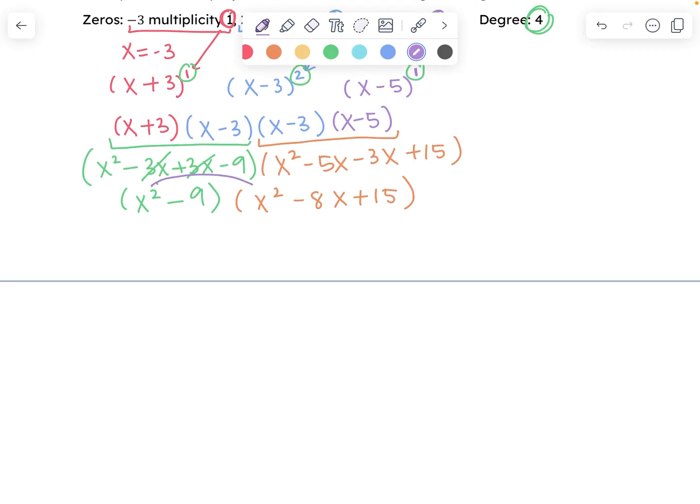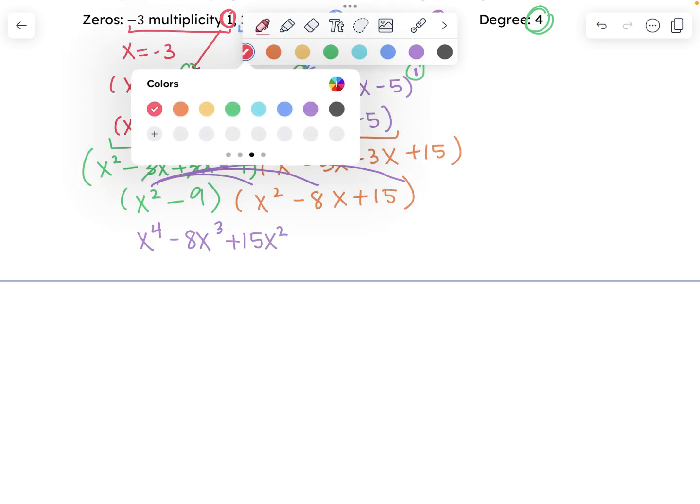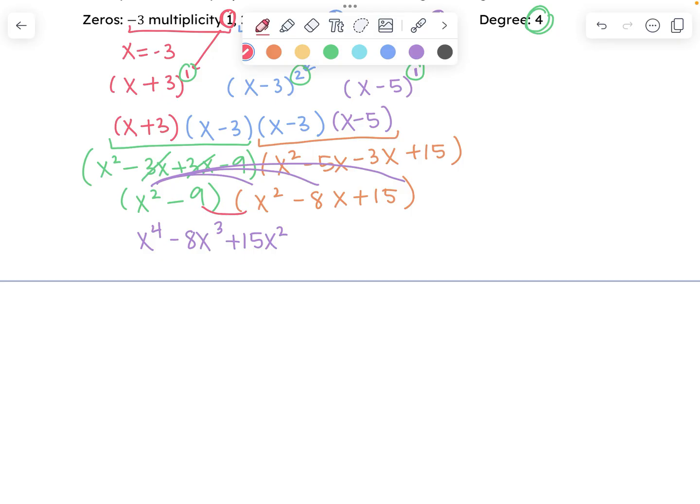So I'm going to distribute my x squared. So x to the 4th minus 8x cubed plus 15x squared. And we'll do the negative 9 in pink. So minus 9x squared. Negative 9 times negative 8x would be plus 72x. And negative 9 times 15 would be minus 135.